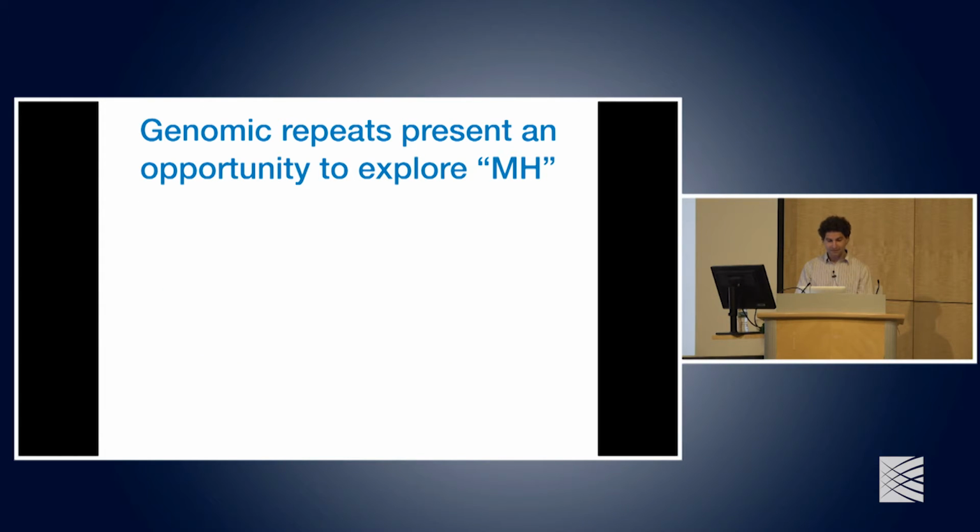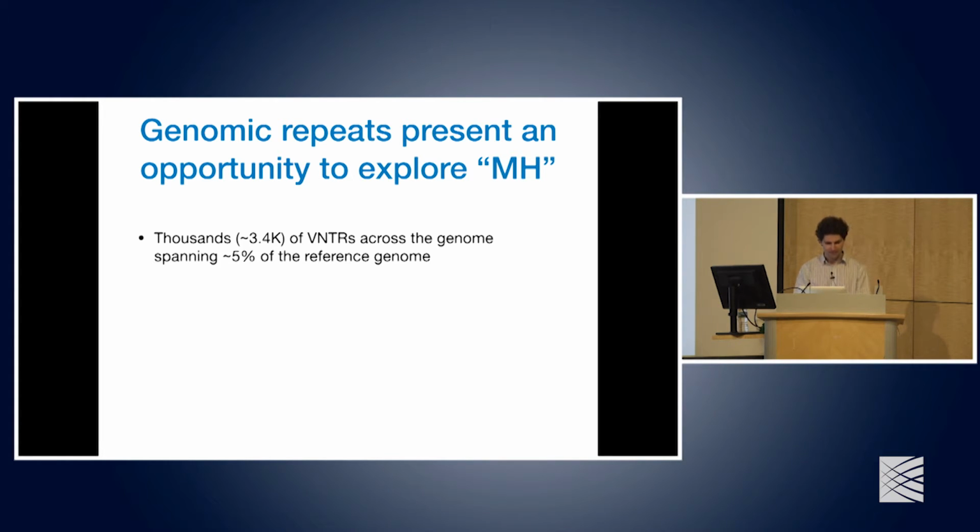There are several reasons that VNTRs represent an attractive target for further studies. First of all, there's a lot of them. There are thousands of VNTRs spread across the genome. A 2015 survey of structural variants by Sudmant et al. in Nature found about 3,400 of these variants, and we recently estimated that VNTRs span about 5% of the human reference.